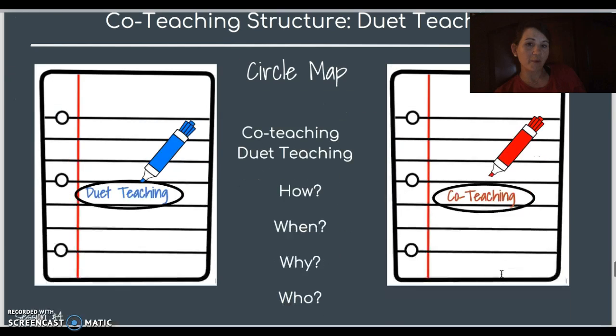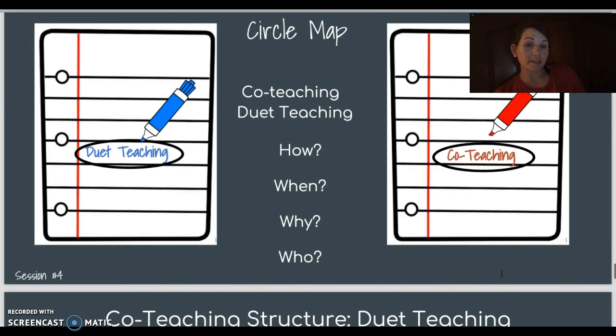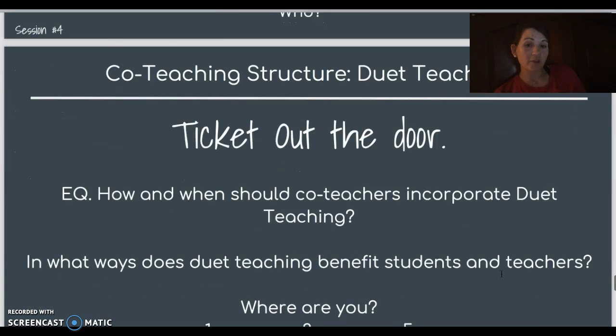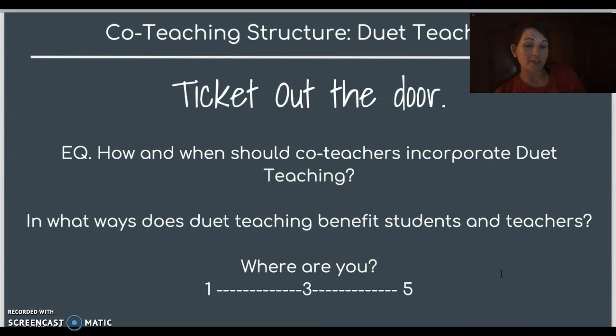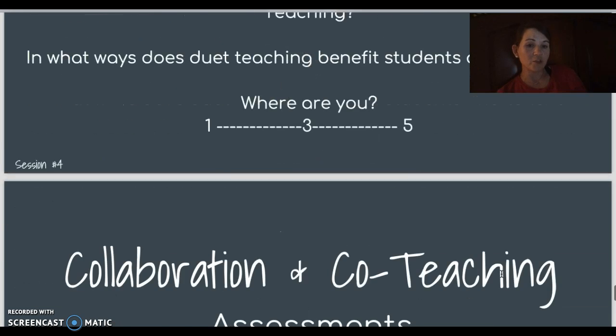Following that, chart paper will be given for teachers to brainstorm ideas about duet teaching and co-teaching, revolving around how, when, why, and who these practices should be used, followed by a ticket out the door, gauging where they are in their understanding based on these questions. On a sticky note anonymously, they'll write 1, not understanding at all, or 5, being ready to implement the structure.